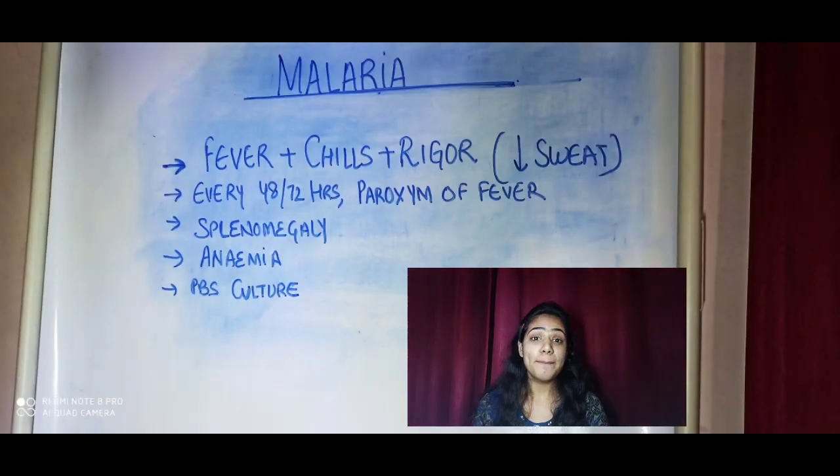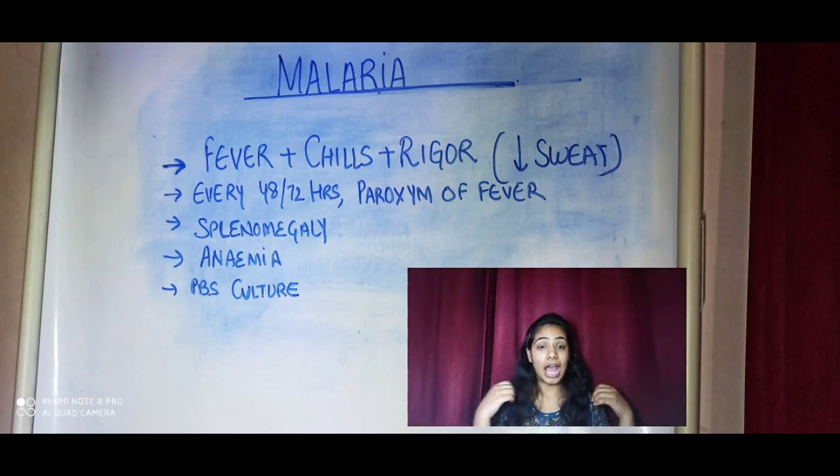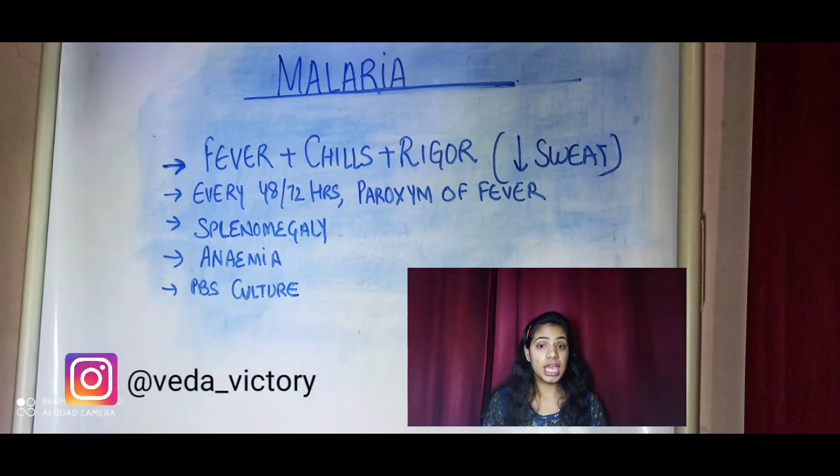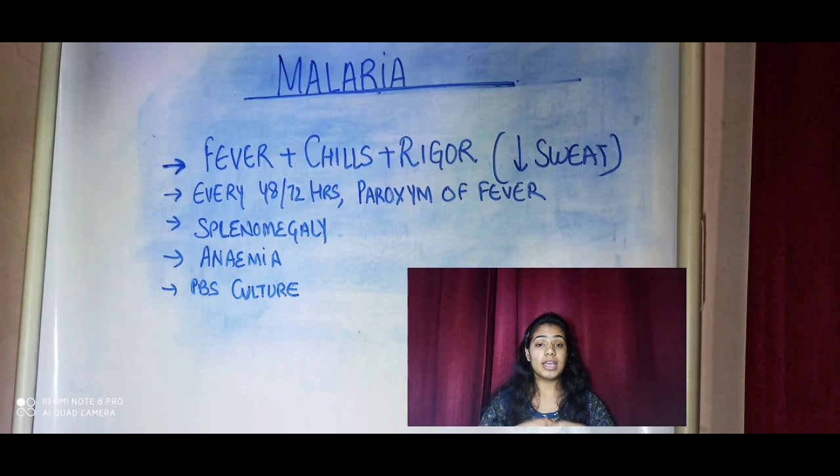So now let's talk about malaria and how we can differentiate malaria from hepatomegaly. We know that a patient suffering from malaria will feel fever, rigors and chills. The fever will be high, he will have sweating, he will be very weak, he will experience anemia and all these associated symptoms.